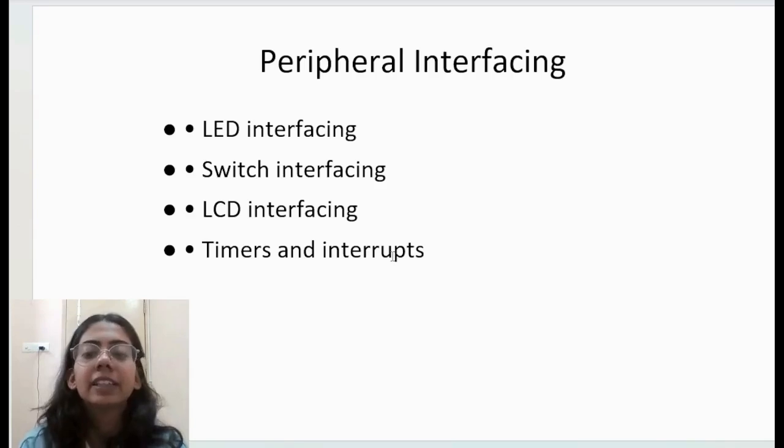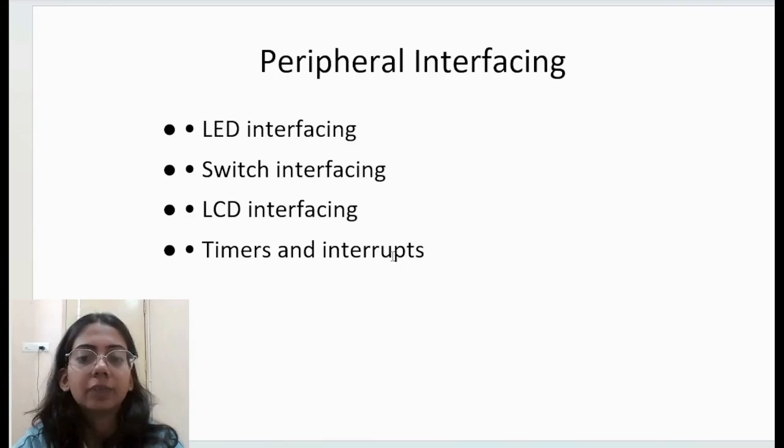Timers and interrupts. Timers are used to generate accurate delays, while interrupts allow quick response to events. These features improve system efficiency and performance.